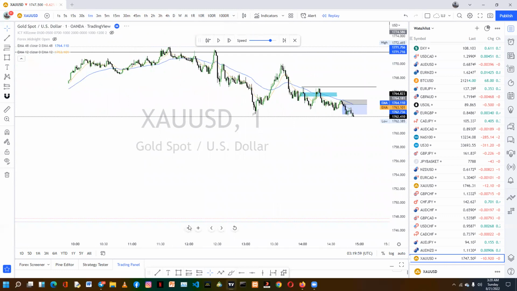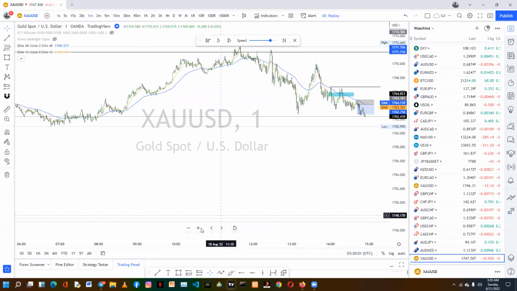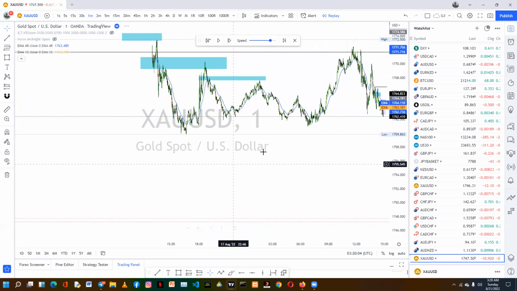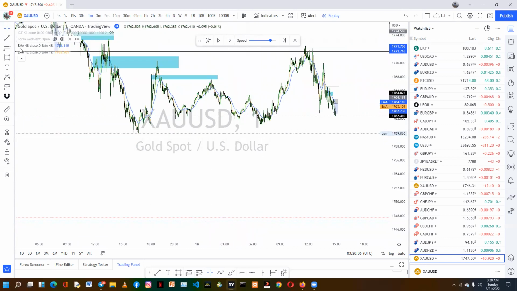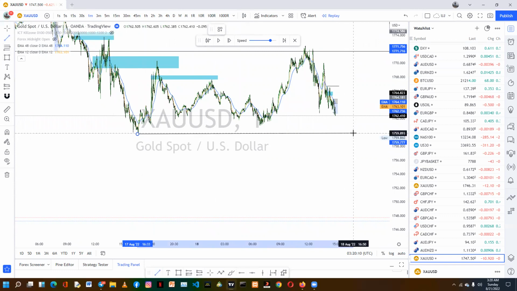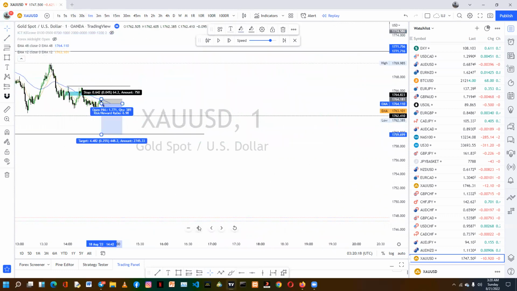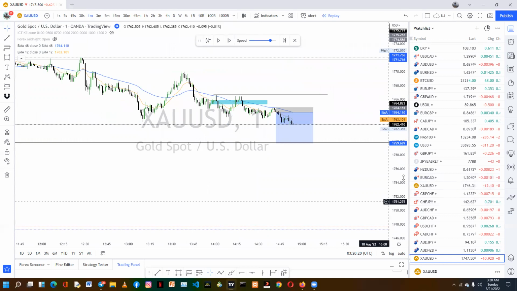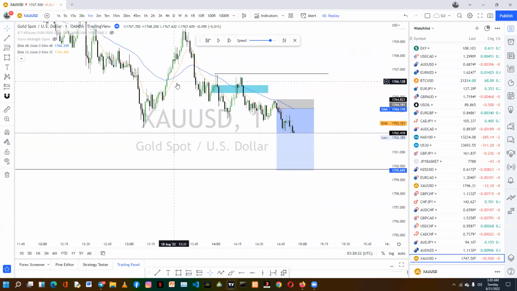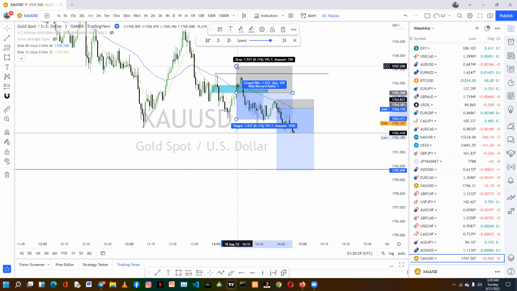So I think the target has been hit. No, that's not the target. The real target is this. There was one entry from this base to this. Target is here.